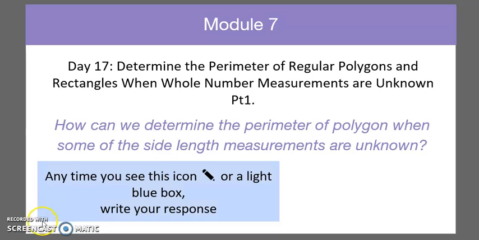Welcome. My name is Mr. Sunarine, and today's lesson is going to look at how we can determine the perimeter of a polygon when some of the side length measurements are unknown.